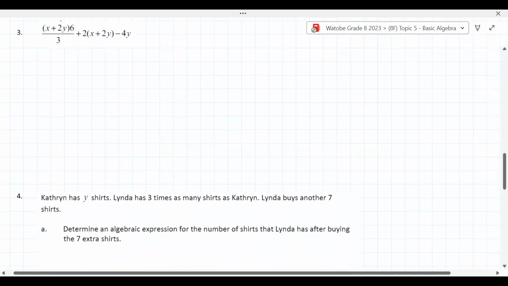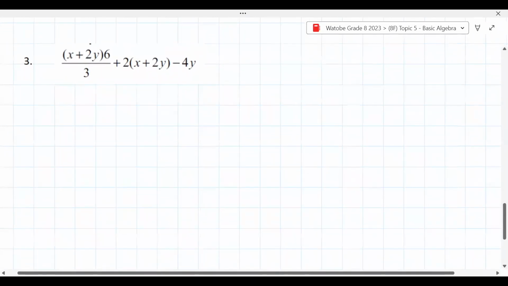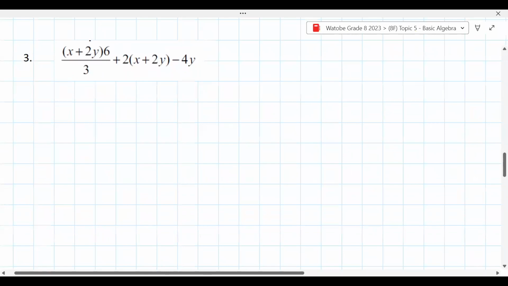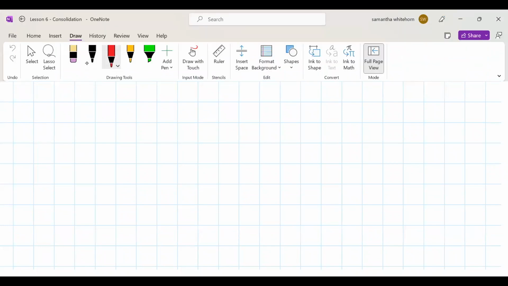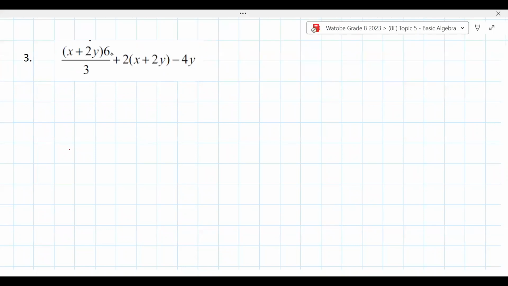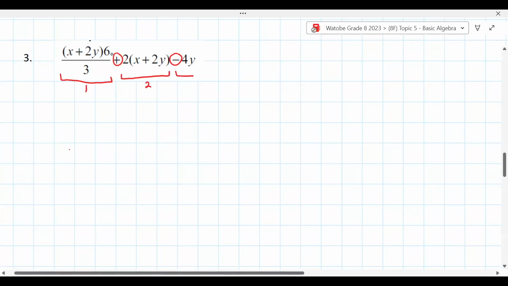Okay, so let's have a look at question 3. So question 3, we've got the fraction x plus 2y times 6 all divided by 3 plus 2 times x plus 2y minus 4y. Now guys, again, start by identifying your terms. There are my plus signs and minus signs outside of the bracket. So this whole fraction is my first term. 2 times the bracket is my second term. The minus 4y is my third term.